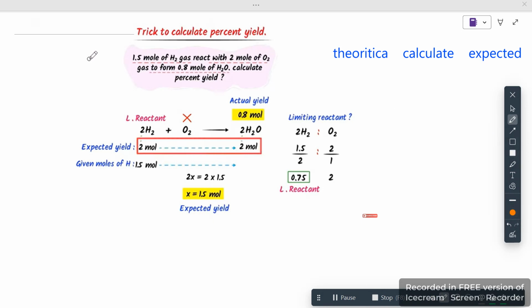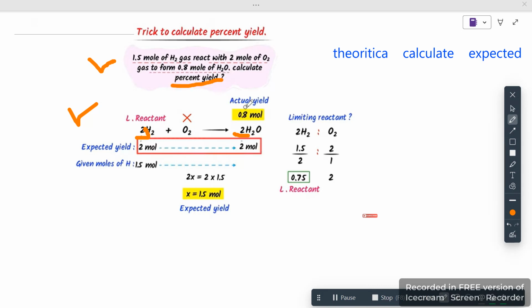Okay, so if 1.5 moles of H2 gas react with 2 moles, just imagine we have this equation, H2 which reacts with O2, and we get H2O. So first we need to balance this equation. We'll add 2 here, and we'll also add 2 here, so both sides would be balanced. Then, 2 moles of oxygen gas form 0.8 moles of H2O. So now calculate the percentage yield.